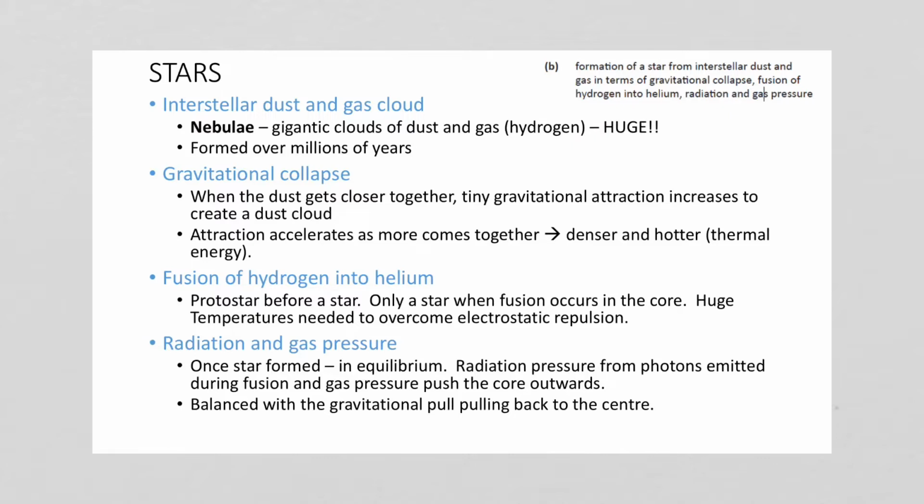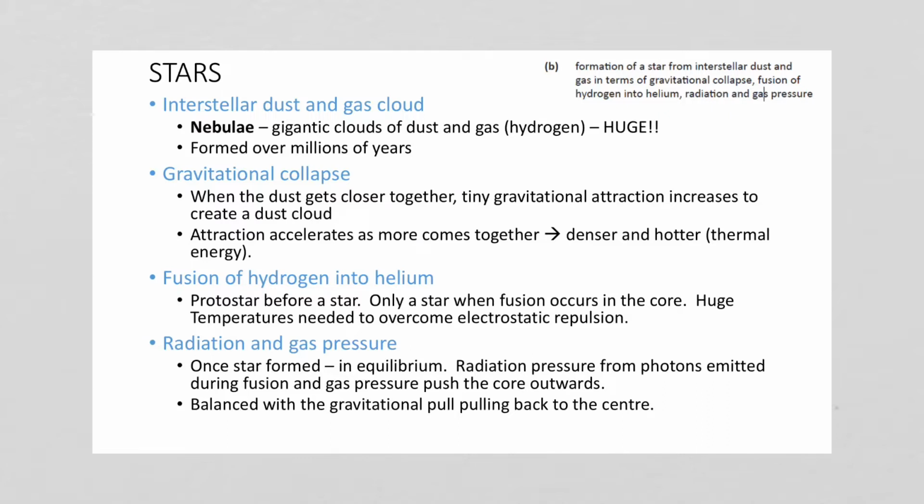As bits get closer, you get this thing called gravitational collapse, and it accelerates the particles closer together. And as they become closer together, they become denser and hotter. That's our thermal energy. And if they get to a certain point, then they might start fusing. So we get something called a protostar before a star, and that was mentioned at GCSE as well. And we only call something a star when we do get fusion occurring.